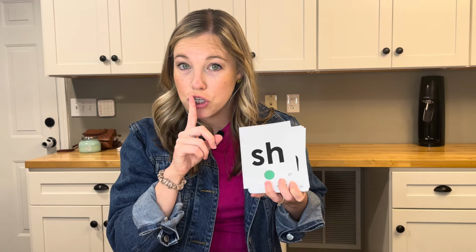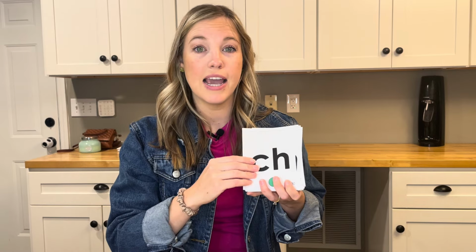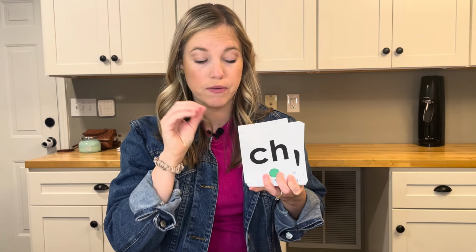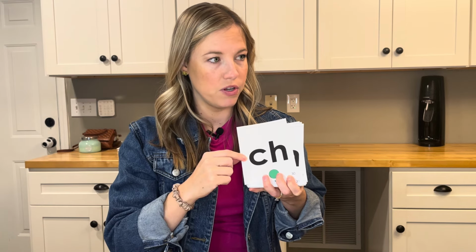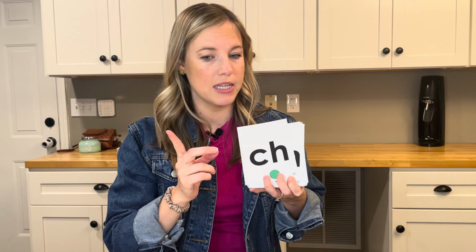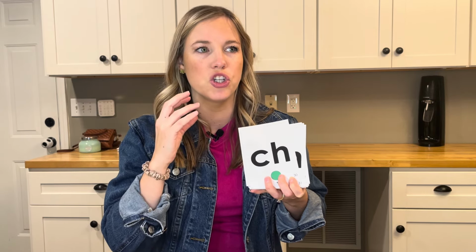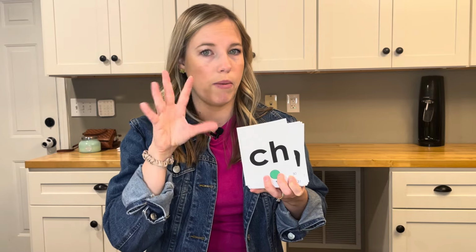Okay, SH, this is a continuant sound. As long as you have air, you can keep making this sound. Shh. CH, one breath of air here. Ch, ch. People get this one confused with J sometimes, and the difference is J, you feel like this little vibration in the back of your throat, J, whereas CH is just that one pop of air, ch.